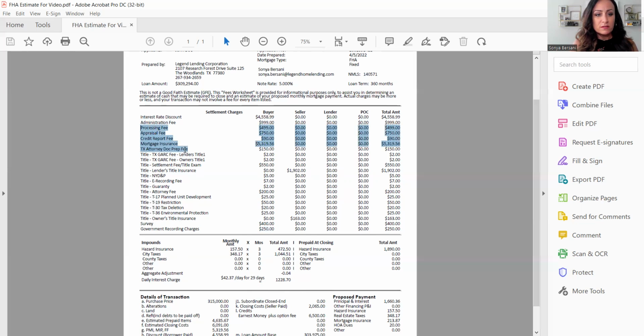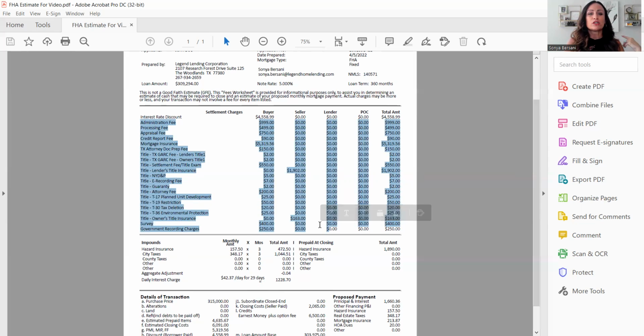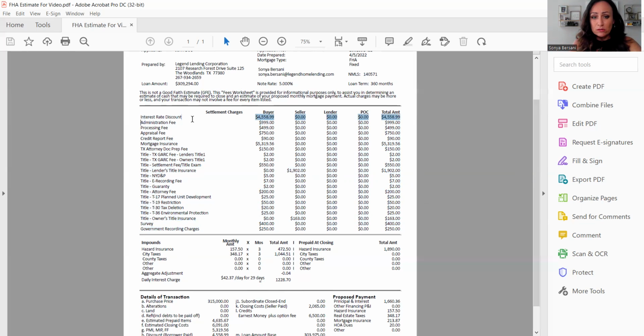So now just to stop here, I talk a lot really fast, I know. All of these fees that I'm going to highlight here, these are considered closing costs. Closing costs consider, again, lender and title and some third-party recording expenses, okay? The interest rate discount in and of itself is a lender-related fee, okay? But it's an elective, all right?